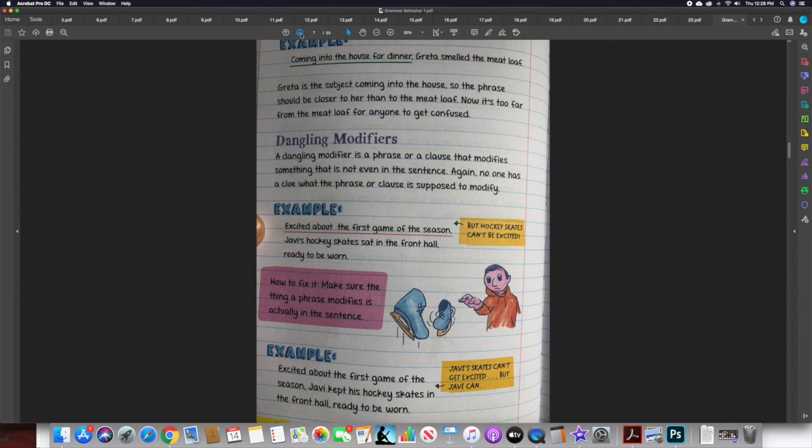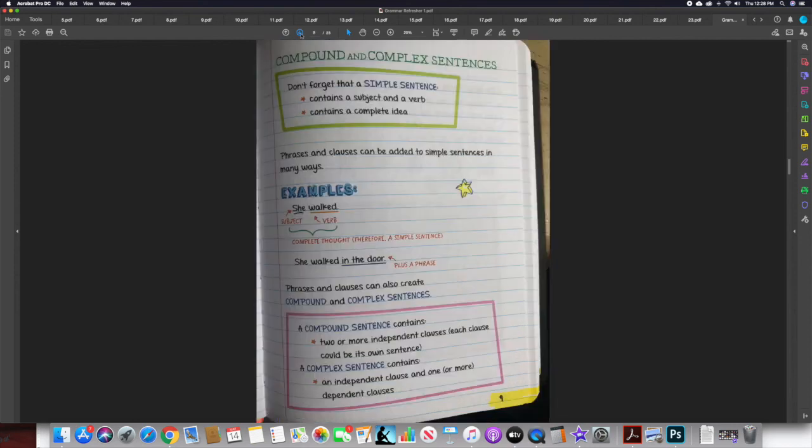Make sure the phrase modifies something actually in the sentence. Example: Excited about the first game of the season, Javi kept his hockey skates in the front hall ready to be worn. Javi's skates can't get excited, but Javi can.